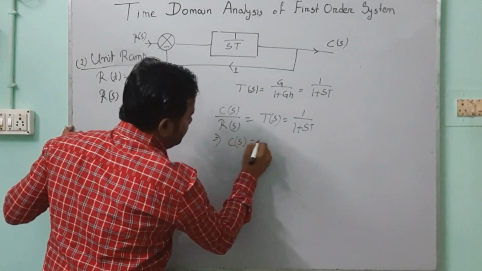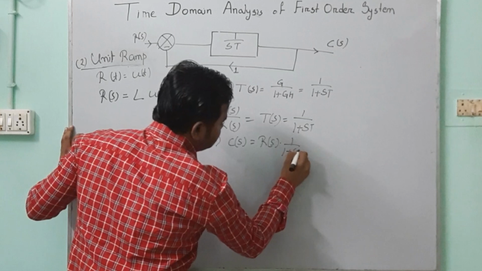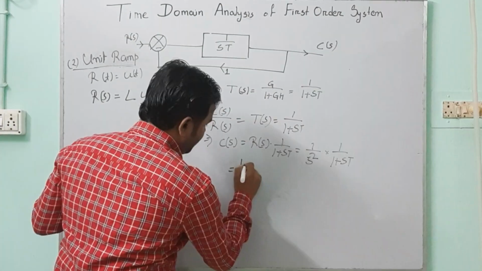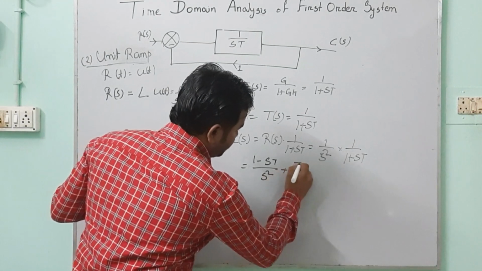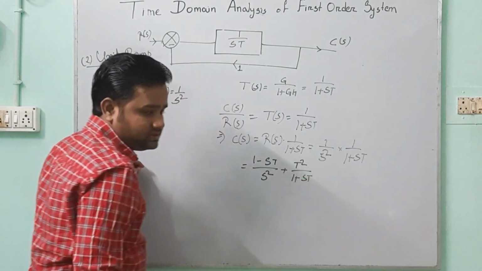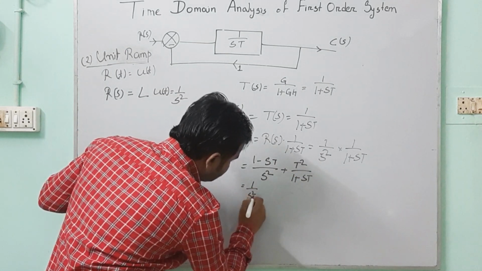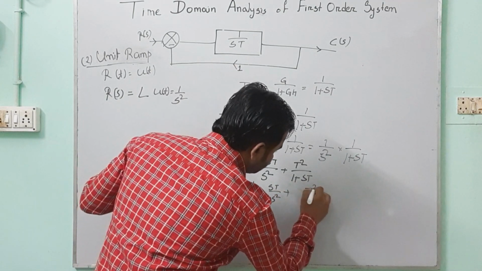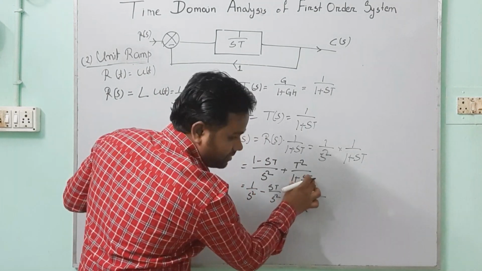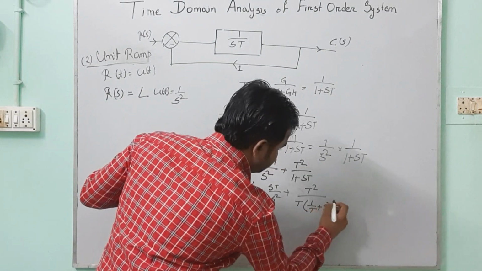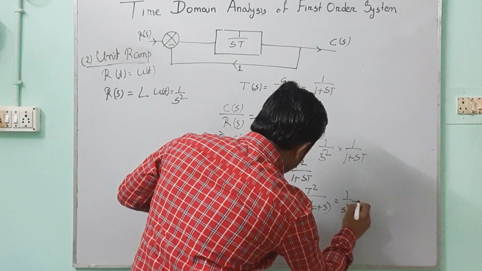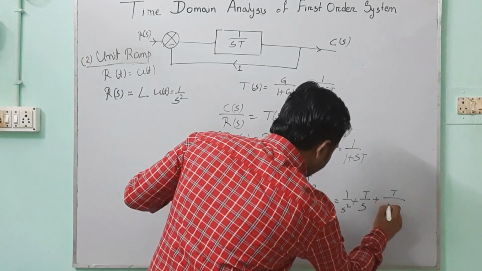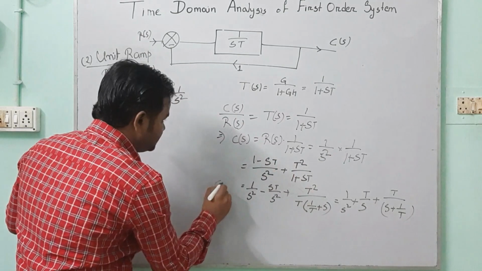So C of S is equal to R of S into 1 by 1 plus ST, which is equal to 1 by S square into 1 by 1 plus ST. Simplifying this by partial fractions, I get 1 by S square minus T by S plus T square divided by 1 plus ST. If you take T common from 1 plus ST, we get 1 by T plus S, which gives 1 by S square minus T by S plus T divided by S plus 1 by T. This is the C of S.